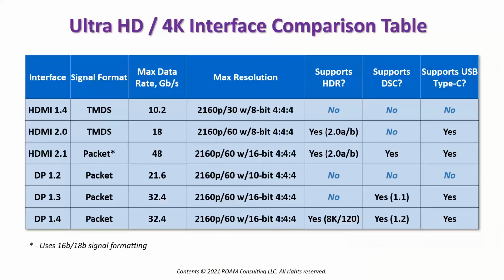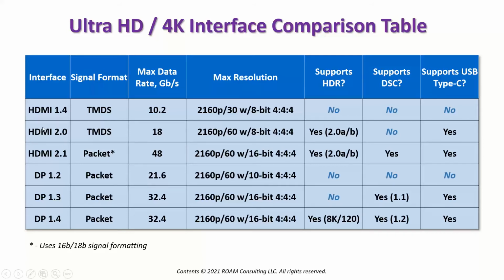So this chart kind of explains where everything is. At the very top there, you'll see HDMI 1.4, which is a standard that's been around since the mid-2000s. 1.4 came out with 3D, so let's say 2008, 2009. That uses a signal format called TMDS. I'm not going to get into it, but it has a maximum data rate of 10.2. Can you support HDR with it? Nope. You can't do display stream compression. You can actually compress display signals, which is a cool thing. Nope, can't do that. Doesn't support Type-C.